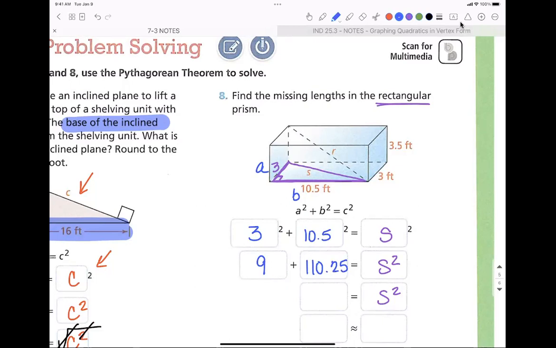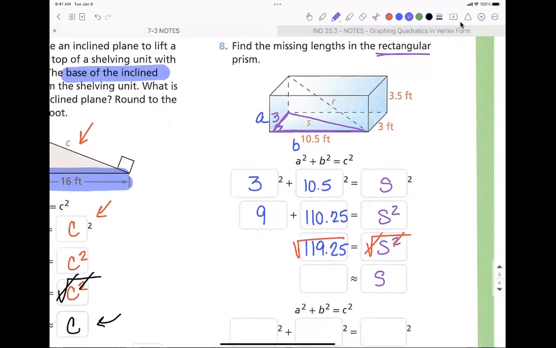Everybody should be punching this in their calculator. Put it in your calculator. Good. Okay, and then back up to the front. We're going to take the square root of both sides, and we do that because we want the S to drop out just as a plain old S. So what is the square root of 119.25 rounded to the tenth? It won't be perfect. It'll be a decimal, and so you're going to want to round it to the tenth. 10.9, is that what everybody else got?